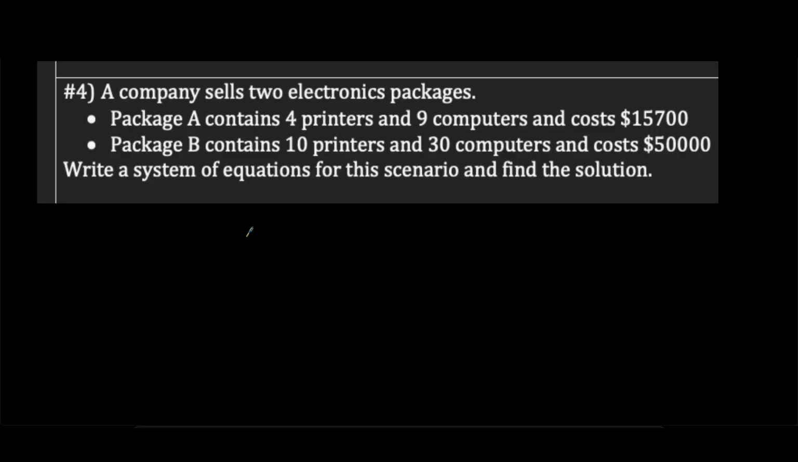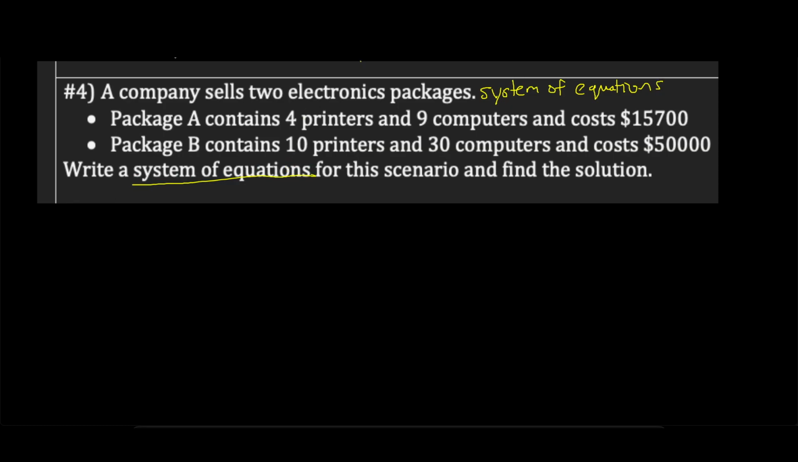And so now for number 4, it says the company sells 2 electronic packages. It says package A contains 4 printers and 9 computers and costs $15,700. So let me write. So this is going to be a system of equations. I kind of get that in your directions there.